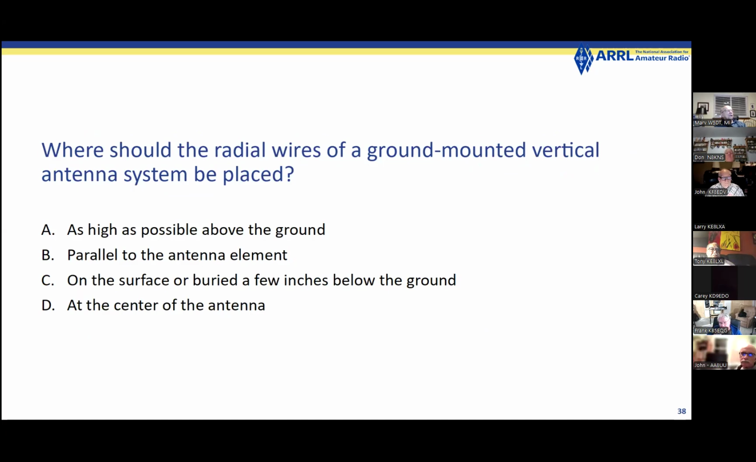Where should the radial wires of a ground-mounted vertical antenna system be placed? As high as possible above the ground, parallel to the antenna element, on the surface or buried a few inches below the ground, at the center of the antenna. Charlie. Yeah. Though I know of one that works better when they're about an inch above the ground, but it's sort of inconvenient.